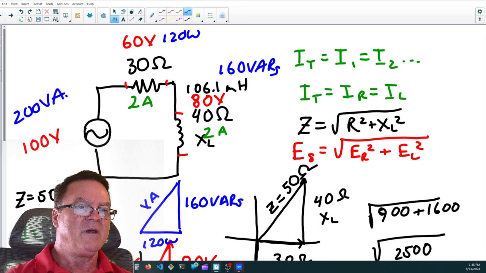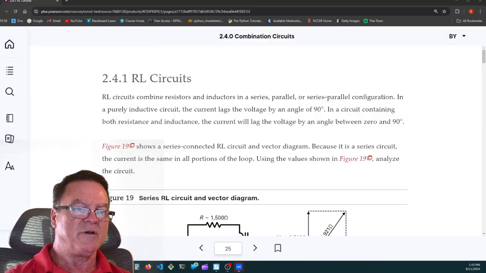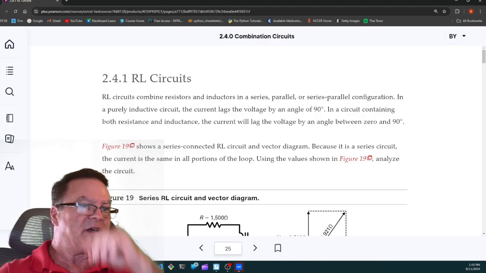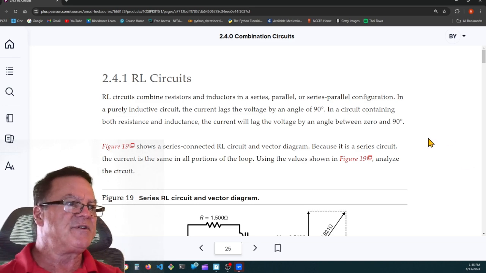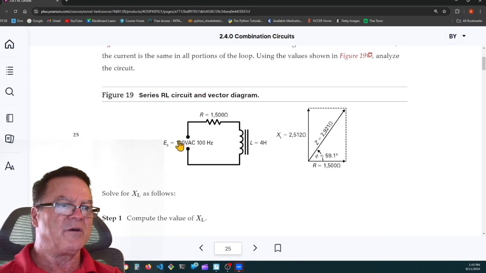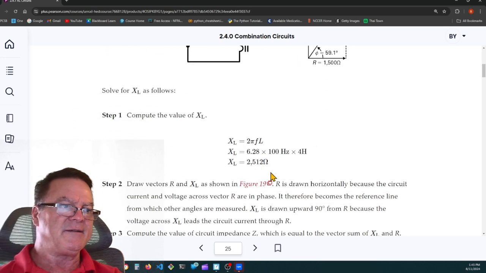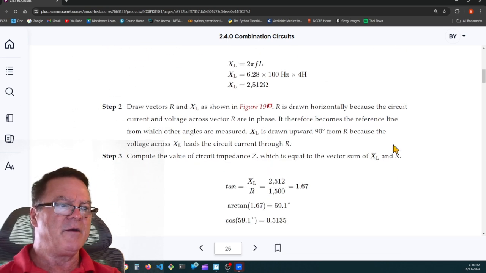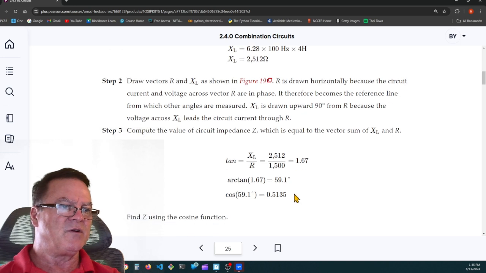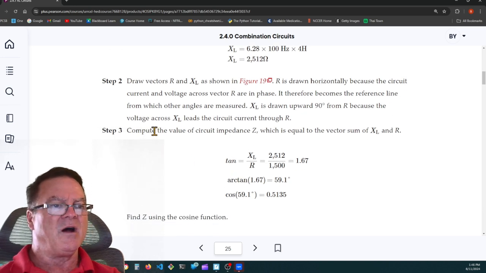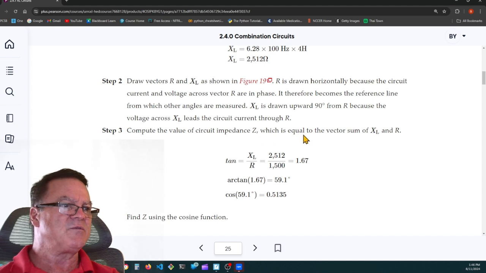All right. Let's go back to our book and see what they're telling us. I don't like their numbers. They're using kind of crazy numbers, so I'm not going to bother because they're using 1500, 2512. They're ending up with an impedance of 2921 with 100 volts AC. So their math works. It's just a little bit difficult to follow. Oh, compute the value of the circuit impedance, which is equal to the vector sum of XL and R.